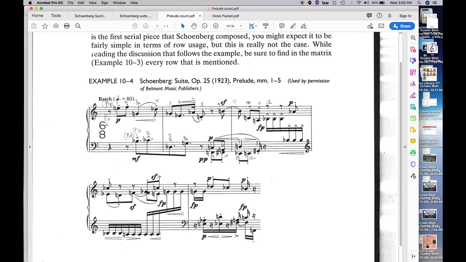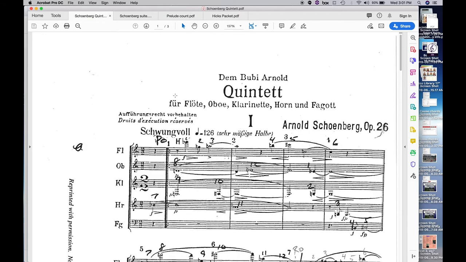So there might be two different ways to label the row forms. Potentially there'd be even more than that, but we're going to choose the simplest one. Okay, let's look at one more piece. This is the woodwind quintet. Let's shrink this a little bit.